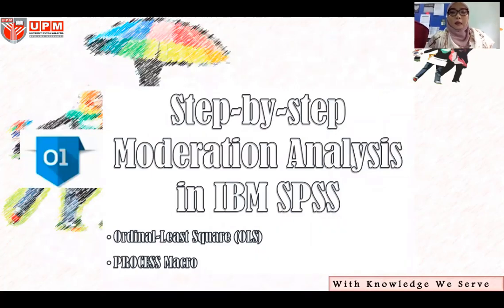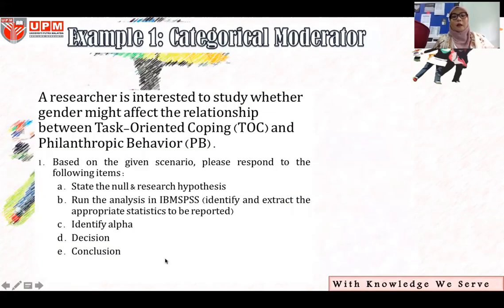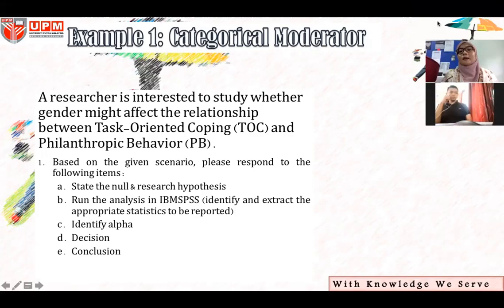So now we are going to do step-by-step moderation analysis in IBM SPSS. Actually, to run the moderation, there are 2 ways that we can do it: either by using ordinary least squares (OLS) or the PROCESS macro. So there are 2 ways to run the moderation effect in IBM SPSS. Please open the first data set that I've shared.